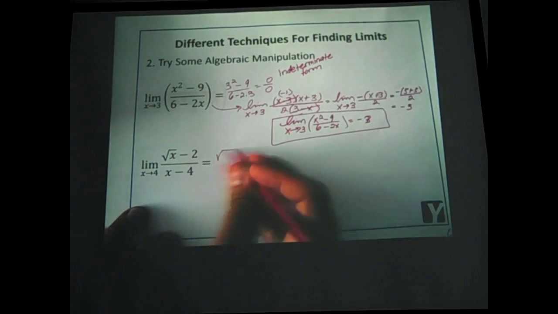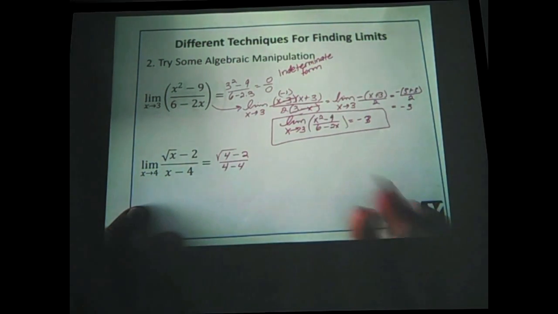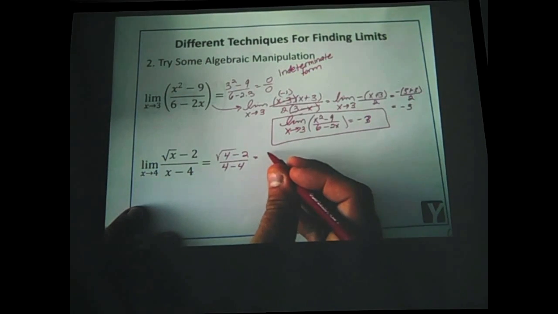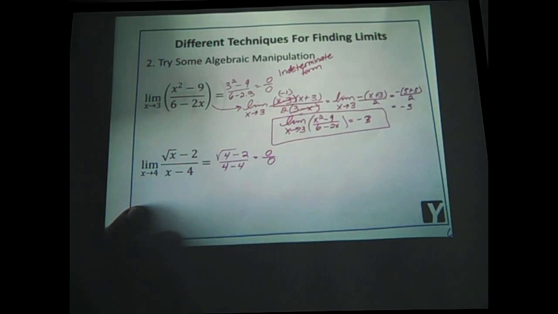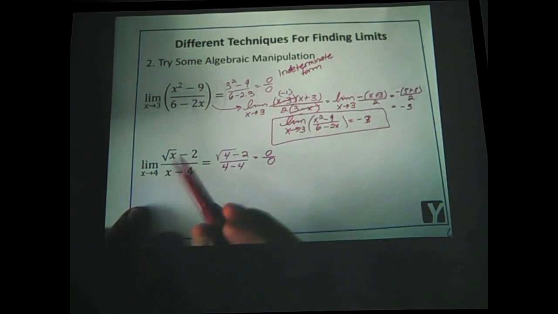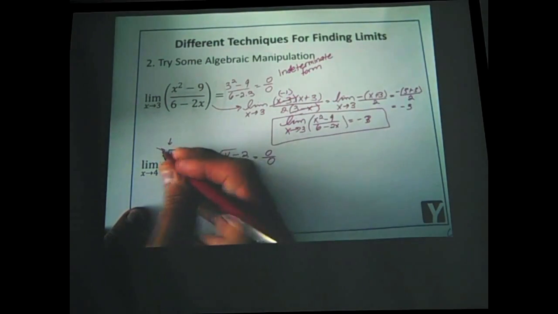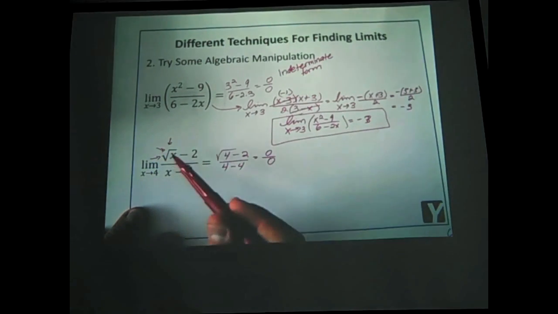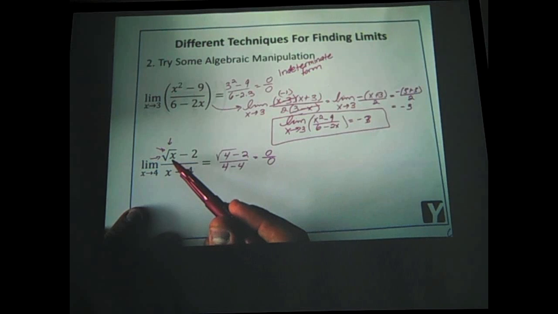If I do that, we get (the square root of 4 minus 2) over (4 minus 4). Square root of 4 is 2. 2 minus 2 is 0. Denominator 4 minus 4 is 0. Uh-oh, indeterminate form. Let's try some algebra. We come back to the original expression. And for me, I'm keying in on the square root here. The fact that I have a square root in the numerator is the hint.